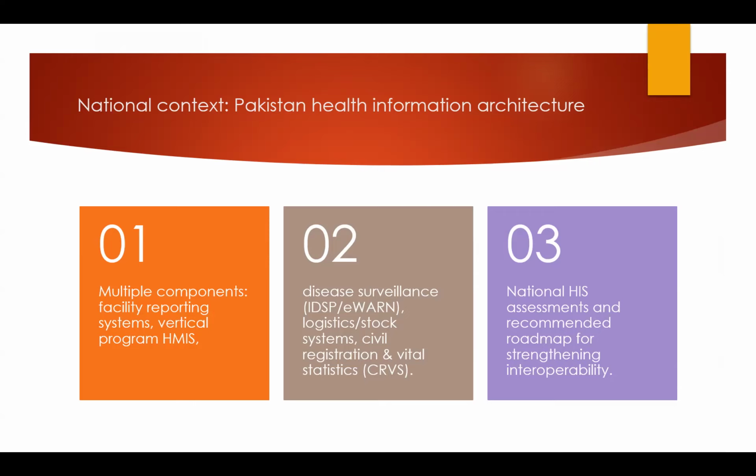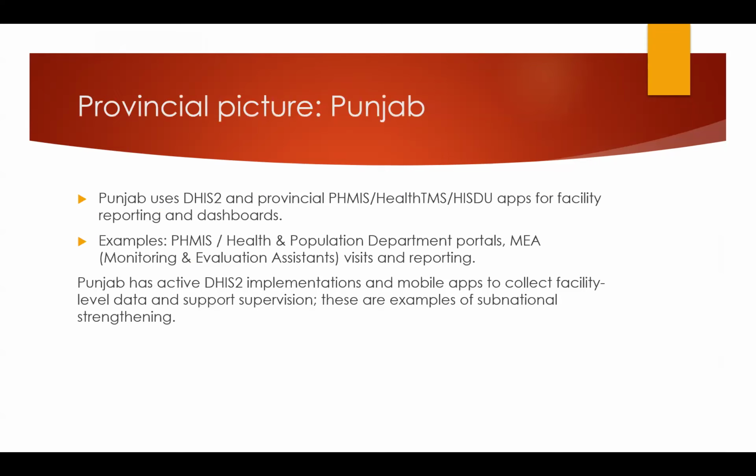Then we have the national HIS assessment and recommended roadmap for strengthening interoperability. In the case of Punjab, Punjab is currently using DHIS2 and provincial HMIS or health DHIS2 apps for facility reporting and dashboards. For example, health and population department portals, monitoring and evaluation assistant visits, and reporting. Punjab has active DHIS2 implementations and mobile apps to collect facility level data and support supervision. These are examples of national strengthening.